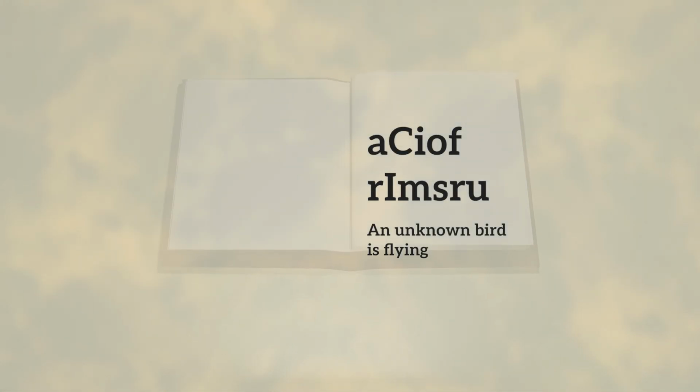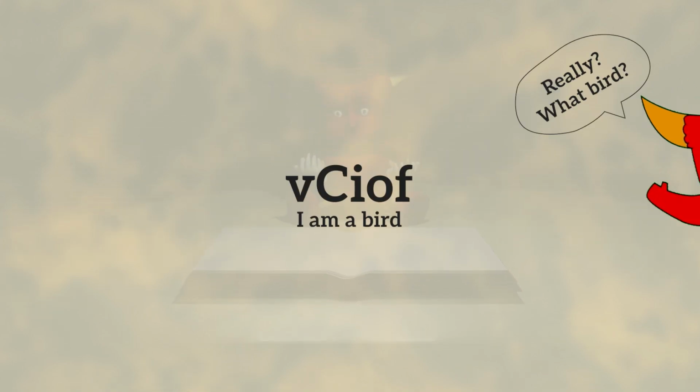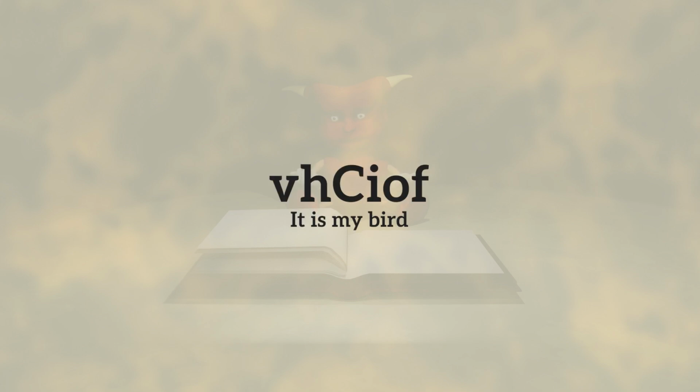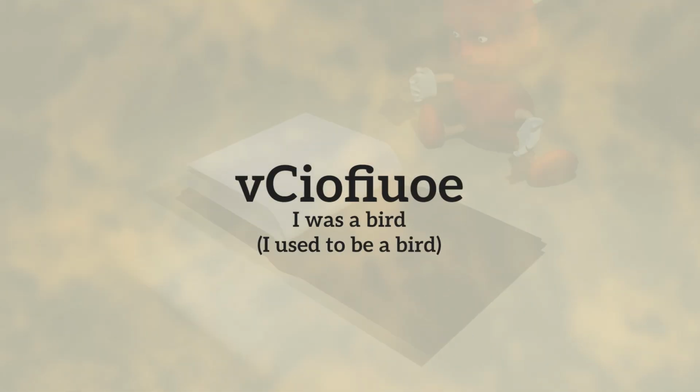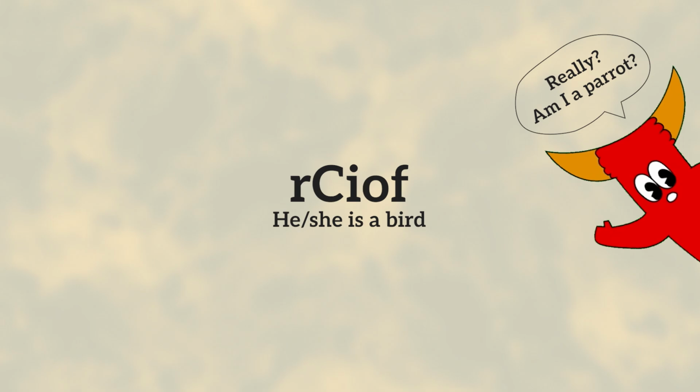You can add it into a context of sentences. Htsiov rimsru, the bird is flying. Atsiov rimsru, an unknown bird is flying. Vtsiov, I'm a bird. A bird, really? Vhtsiov, it's my bird. Vtsiofiwo, I was a bird. Ptsiov, you are a bird. I am, really. Rtsiov, he, she is a bird.